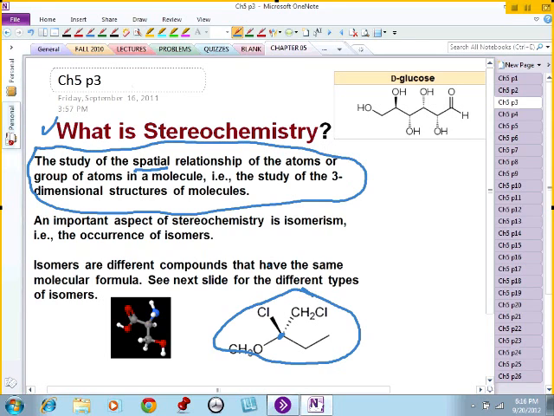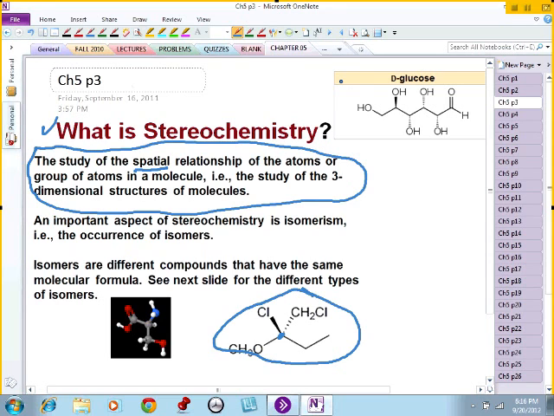So those are the kind of concepts and, of course, skills that we are going to be discussing during the course of this semester. We will be taking a look at molecules and look at the spatial orientation of all of the atoms within that given molecule. Now, some of you may ask, why is stereochemistry important?